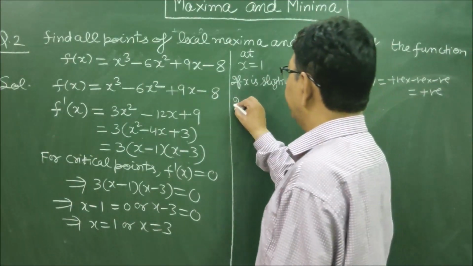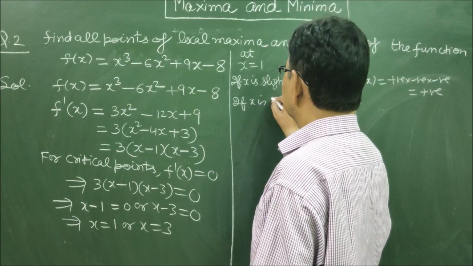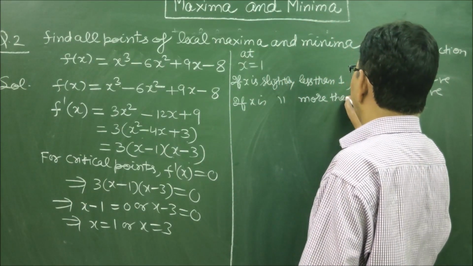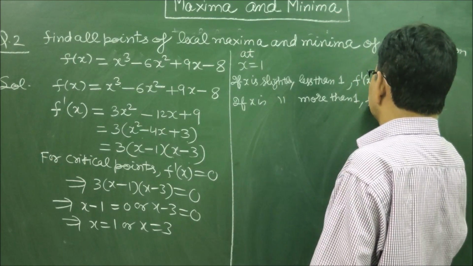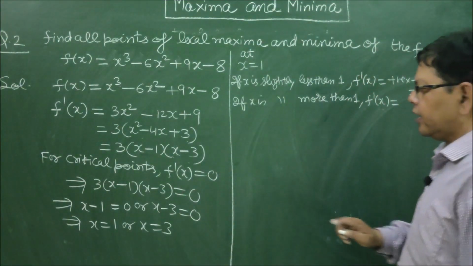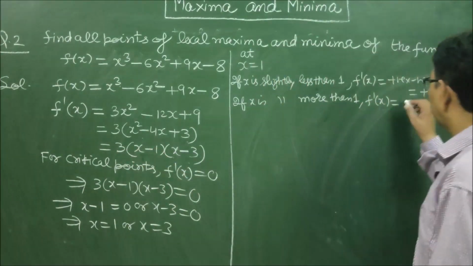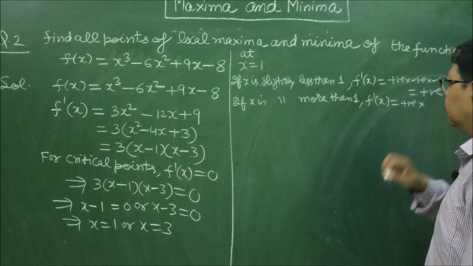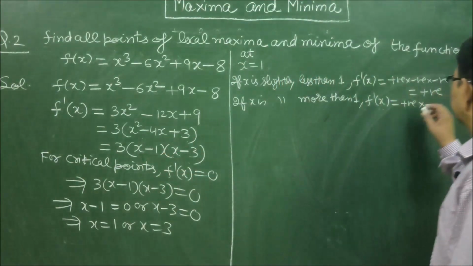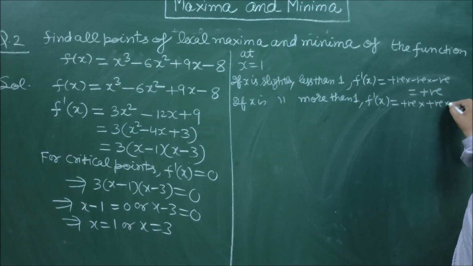If x is slightly more than 1, for example 1.1, we will check the sign of f dash x. So if we check the sign of f dash x, here 3 is positive into (x minus 1) more than 1, this will be positive, and the third value will be negative.